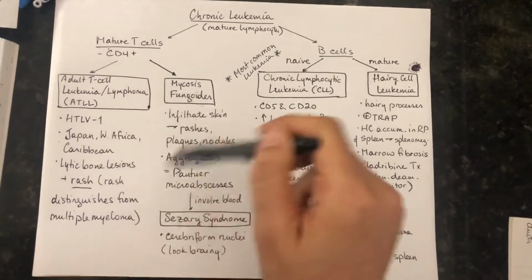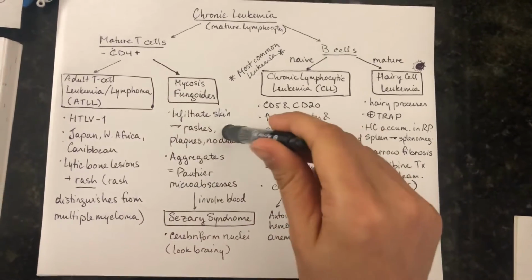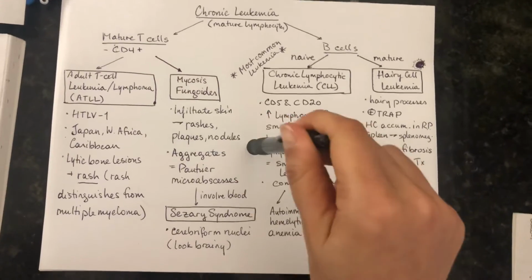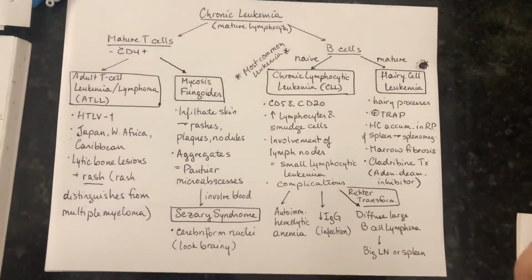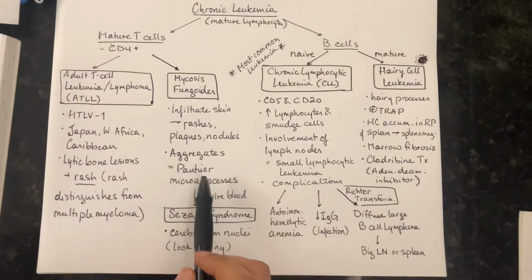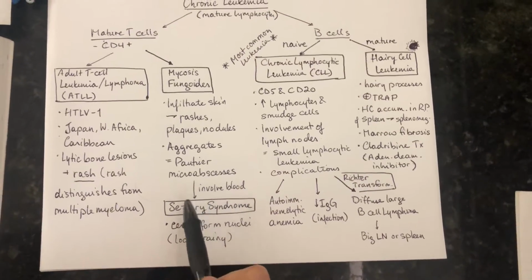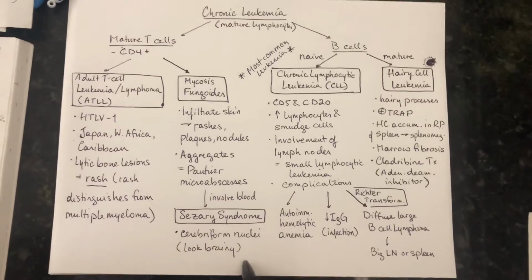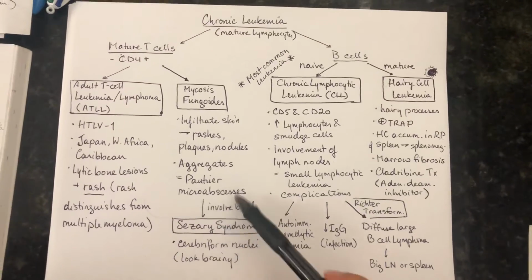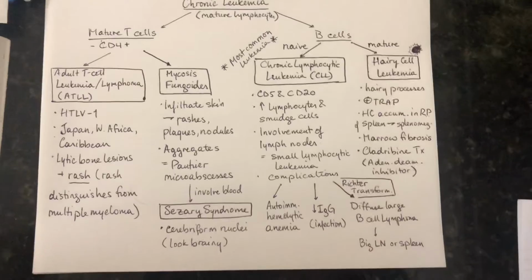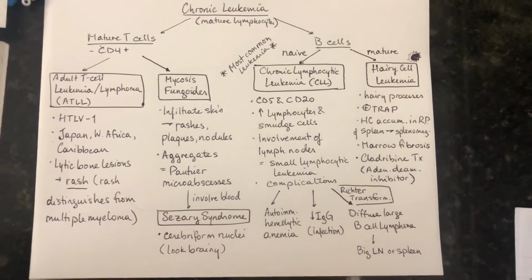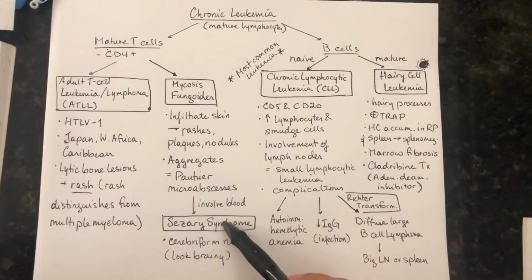So far we're getting a rash pattern here. This one specifically has rashes, plaques, and nodules. And those aggregates are called Pautrier microabscesses. I am sure I said that wrong. But if those microabscesses start to involve the blood, you get what's known as Sézary syndrome.